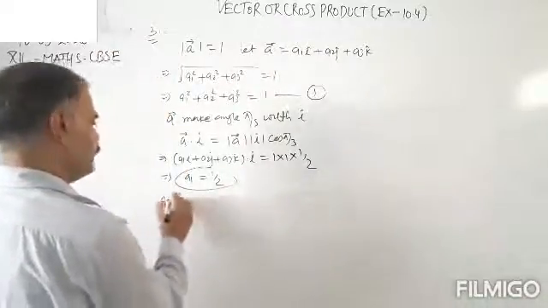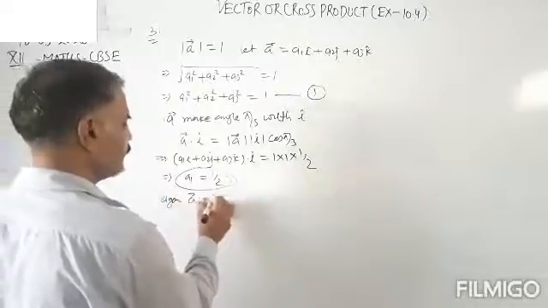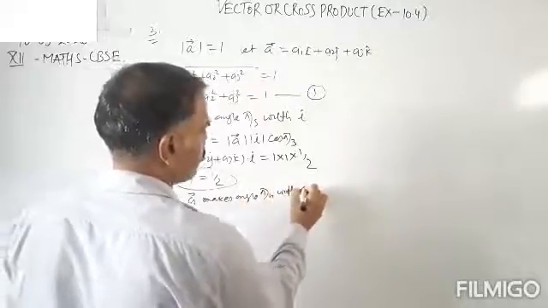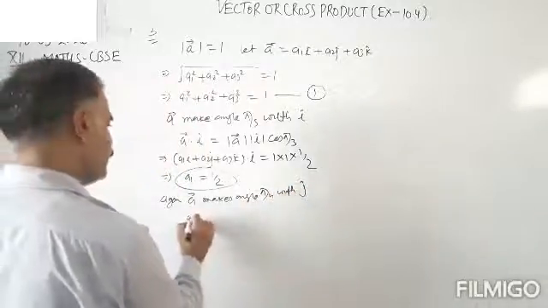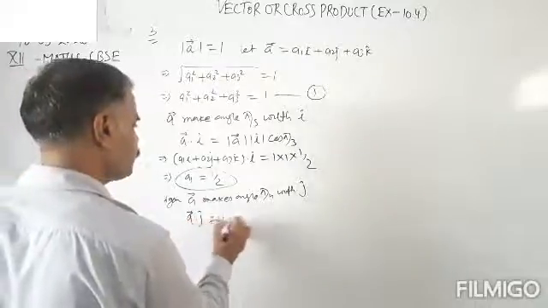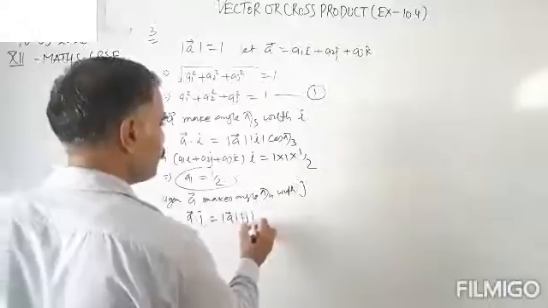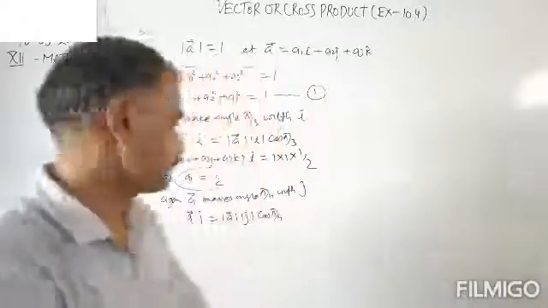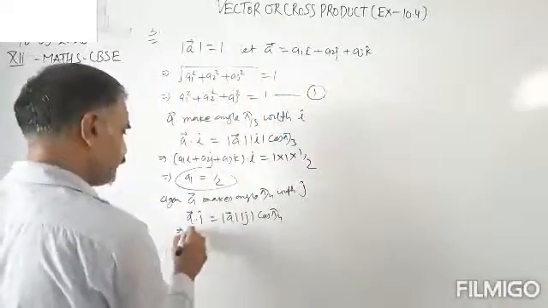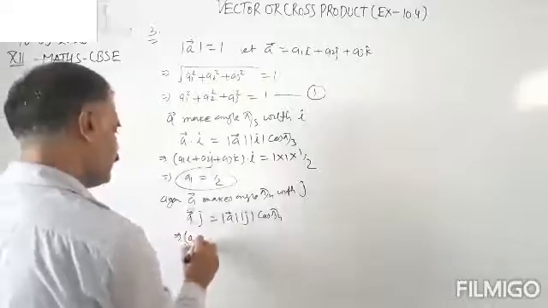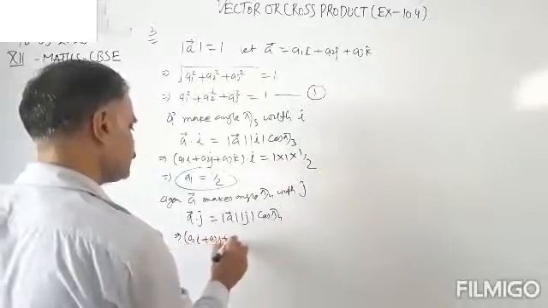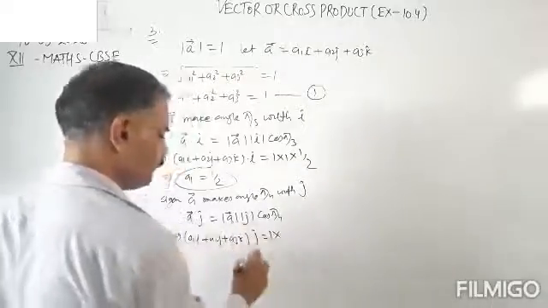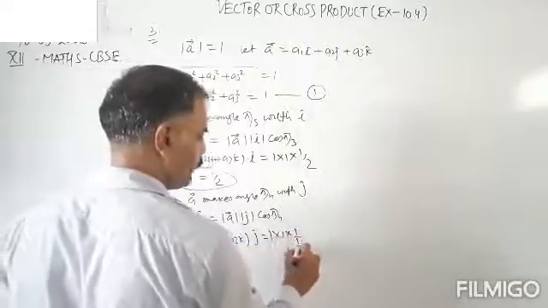Now again, a vector makes angle pi by 4 with j cap, means a vector dot j cap equals the magnitude of a vector times the magnitude of j cap times cos pi by 4. So (a1 i cap plus a2 j cap plus a3 k cap) dot j cap equals magnitude of a, which is 1, times magnitude of j, which is 1, times cos pi by 4, which is 1 by root 2.